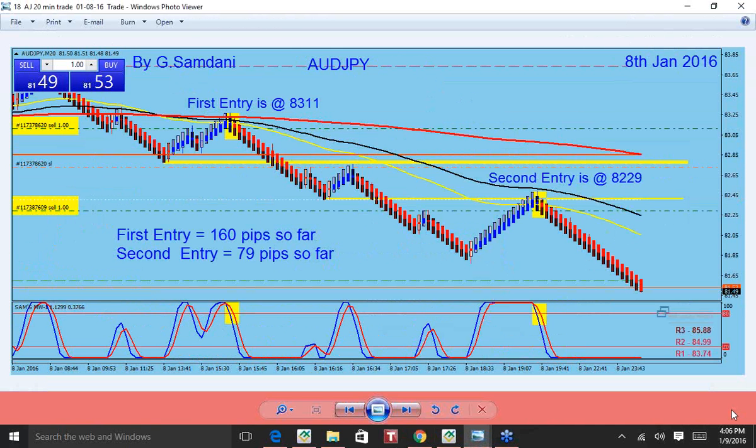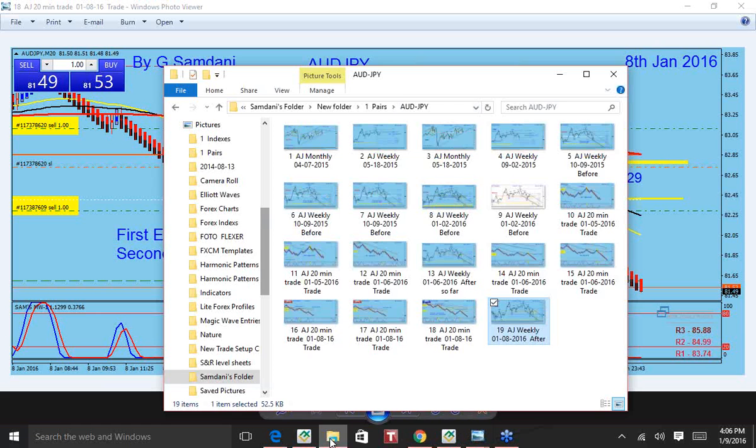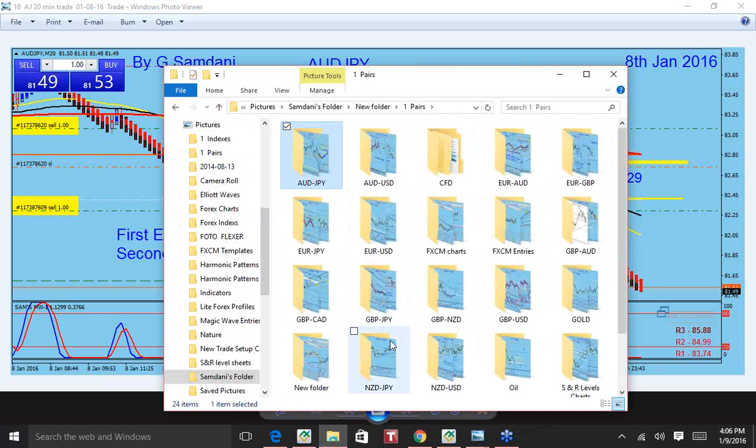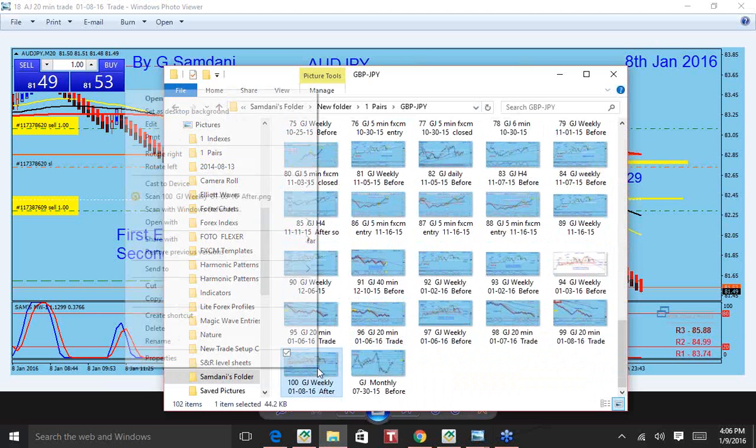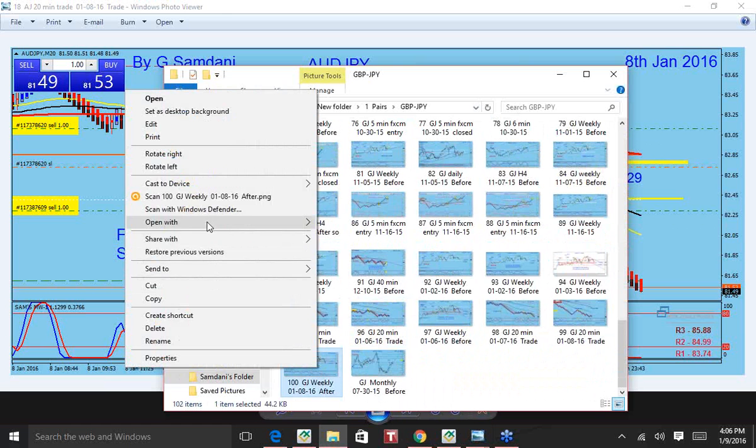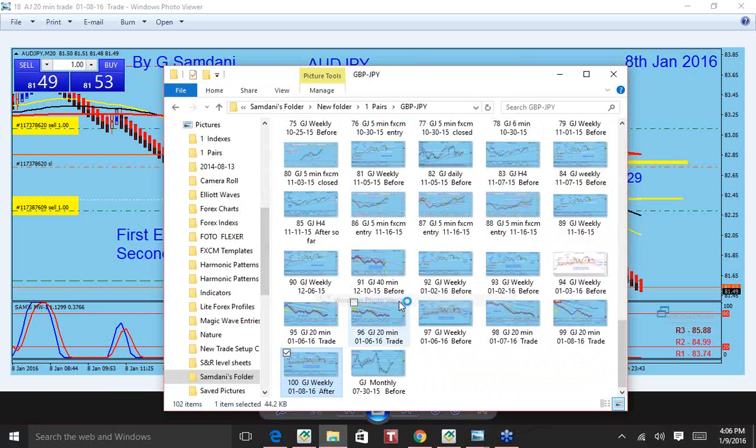And what is this? See, this is Aussie yen. But GJ also, let me show you if I can. I was not trading much of that, but still some of the trades were there.